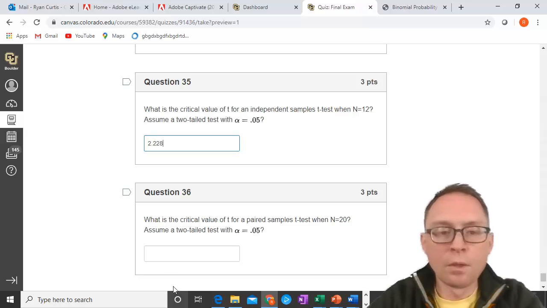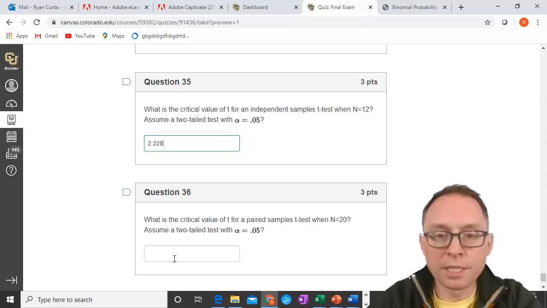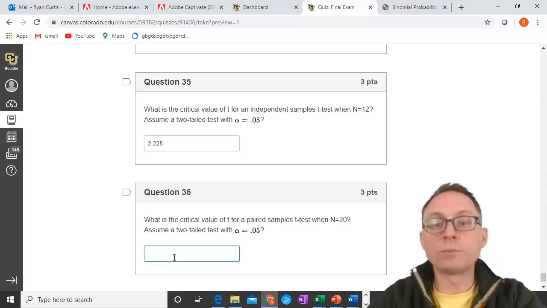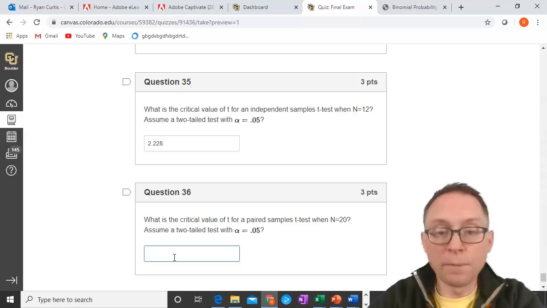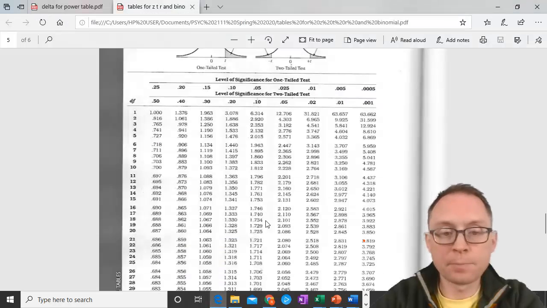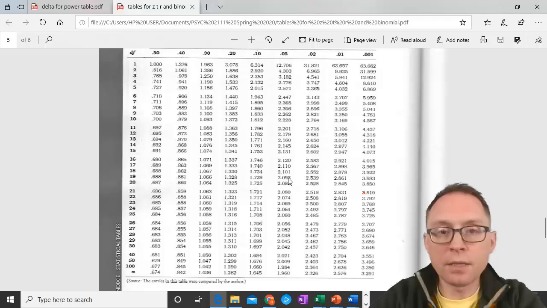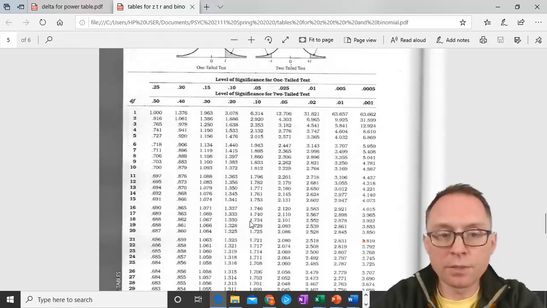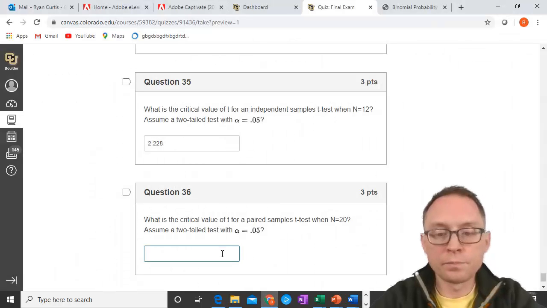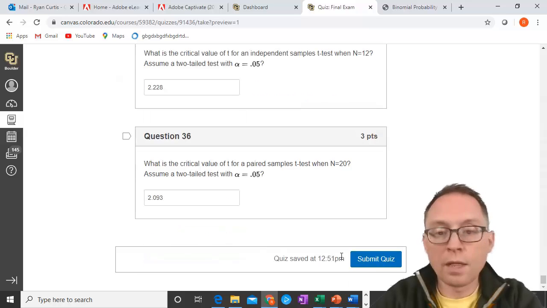2.228. What is the critical value for a paired samples t-test when n equals 20? Okay, well, with a paired samples t-test, it's n minus 1. So we need a degrees of freedom of 19, and we would do the same process. Degrees of freedom is 19. Two-tailed test right here. So 19, two-tailed test, 0.05, 2.093. I think that's it.